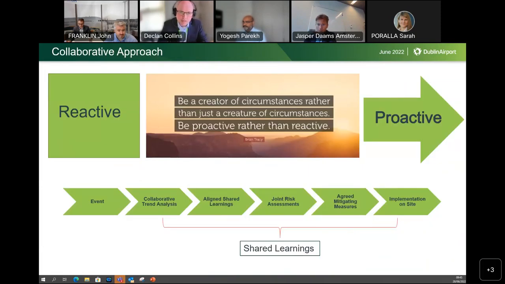Moving on, from a concept level or from a principle perspective, when you look at incidents and occurrences that happen, because we have occurrences happening all the time, do we want to be reactive about it, i.e. react to all these occurrences, or do we want to move into the headspace of being proactive? And in order for us to be proactive, we have to work with our stakeholders.